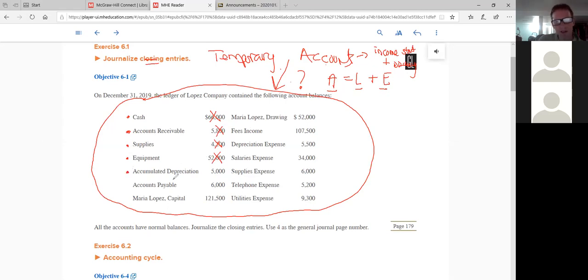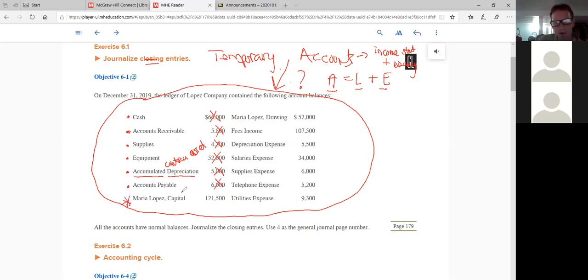Accumulated depreciation. This one confuses some people. This is always a trick because we do have that one account that's called depreciation expense. But this account, whenever you see the words accumulated depreciation, remember that, of course, is a contra asset. So of course, that's also on the balance sheet. So we're not going to use that. Accounts payable, that's a liability. We don't need that.